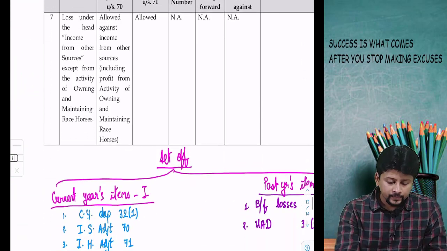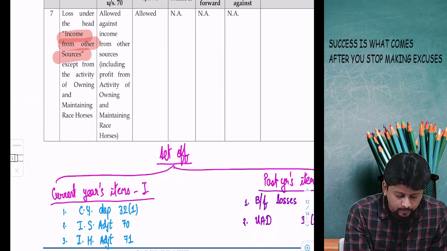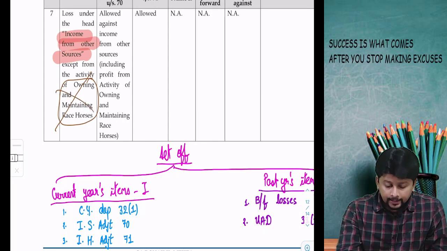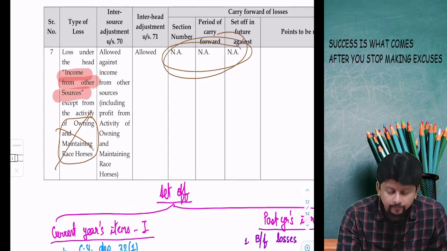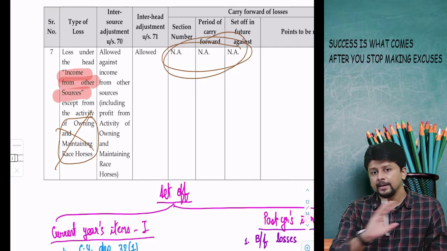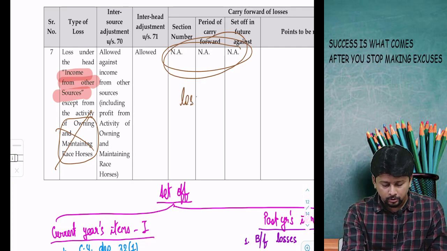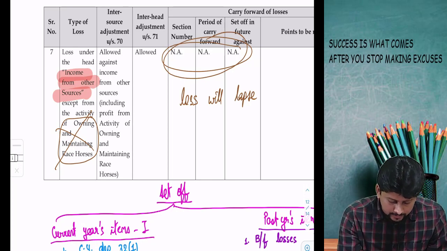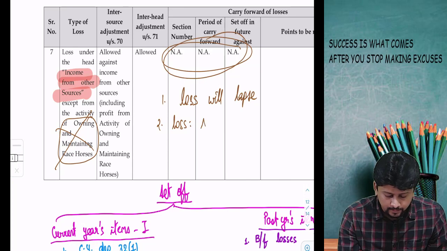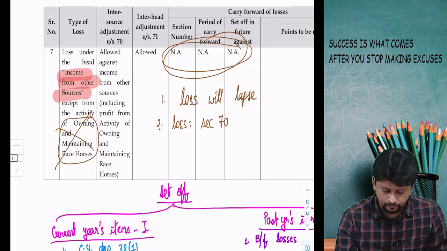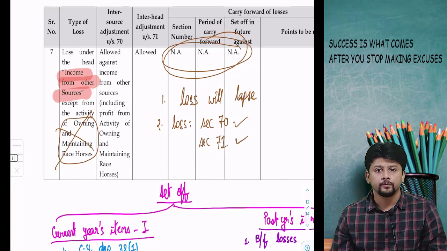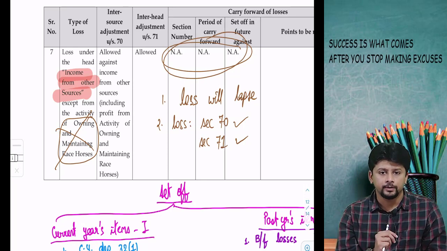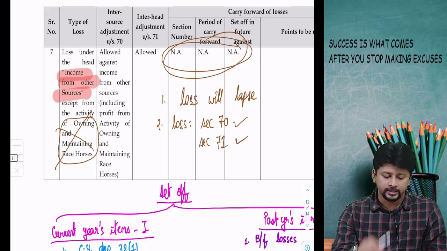Lastly, a clarification. If you have loss under the head income from other sources, but it is not owning and maintaining racehorses, then that loss cannot be carried forward, because there is no section created for it. There is absolutely no section created. That loss will lapse. So basically, what I am trying to tell you is that loss can be covered by inter-source adjustment, which is possible, and by inter-head adjustment, which is also possible, but after that there is no section created for carry forward. So you will have to forgo that loss.